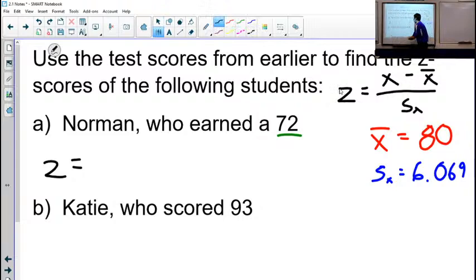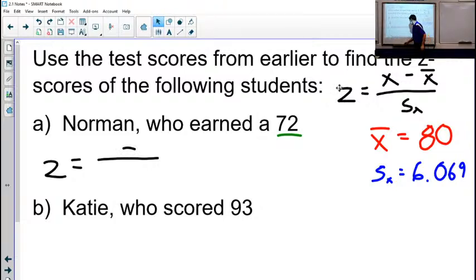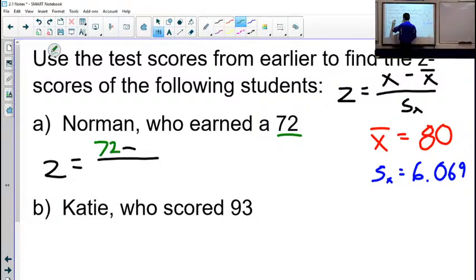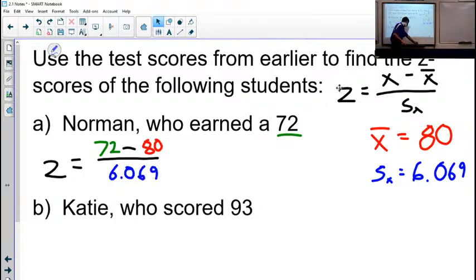All right. Value minus mean over standard deviation is the building block of the formula. So our z-score for 72, our value that we're interested in, minus our mean, which is 80, over the standard deviation, which we're going to put on the bottom, 6.069.